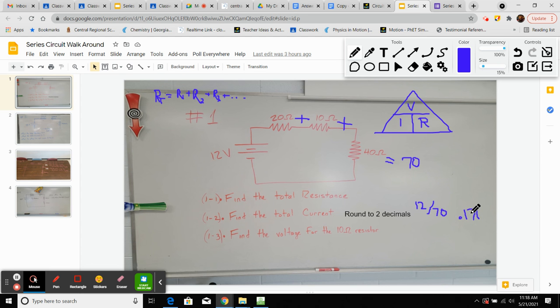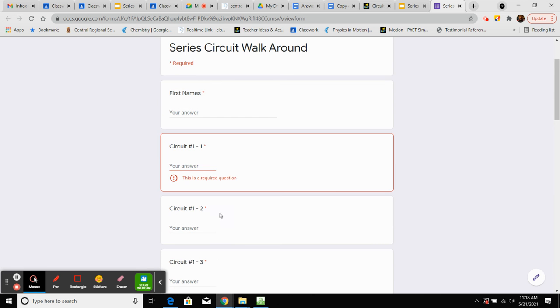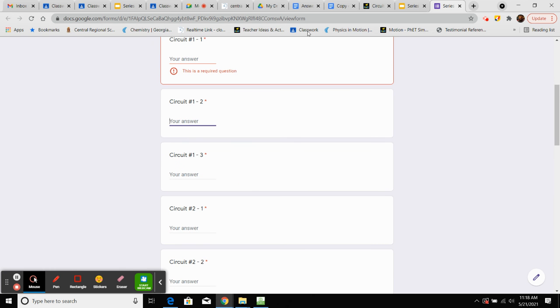You're not turning in any scratch work for this, but you're probably going to want this piece of scrap paper to help do the calculations and draw this stuff out. So if the answer comes out to be 0.171, I said here, round to 2 decimals. Well, guess what I'm getting rid of? That last one. So you would then type in 0.17 for 1-2.